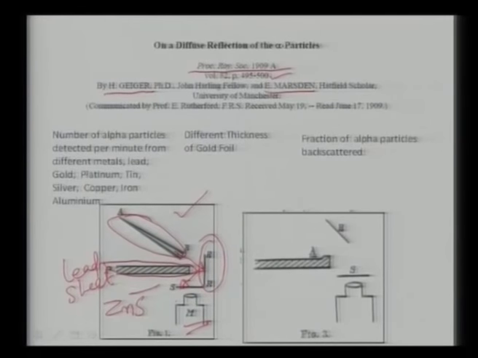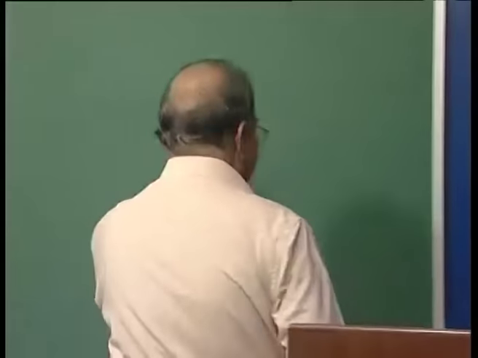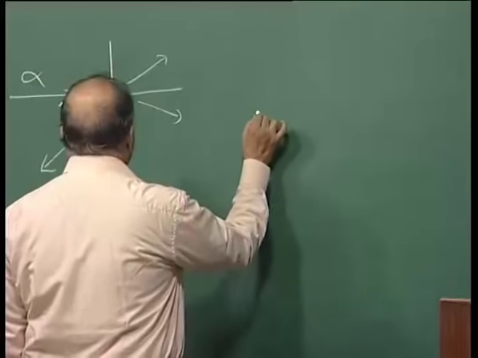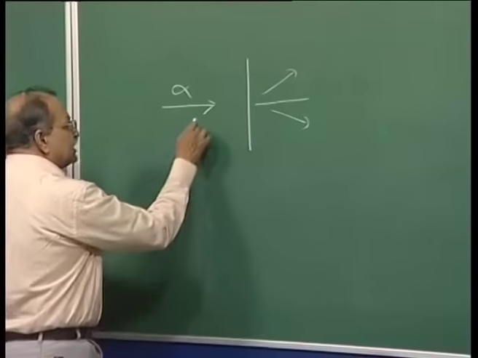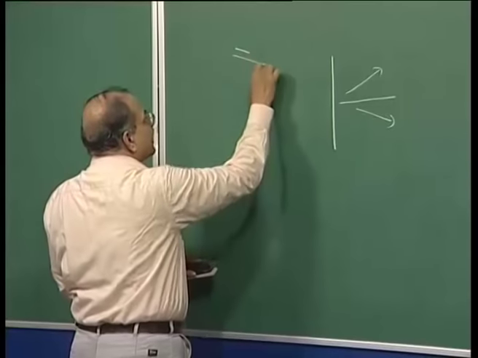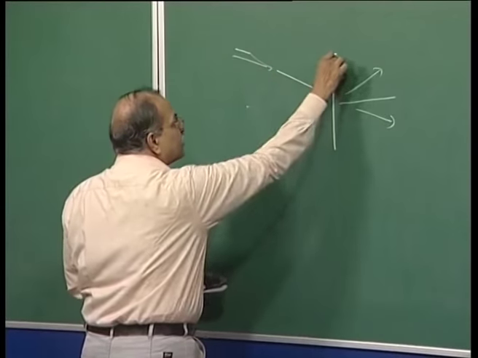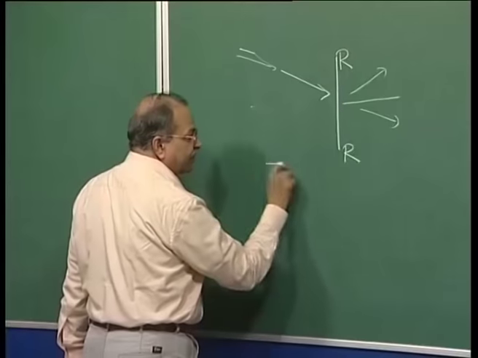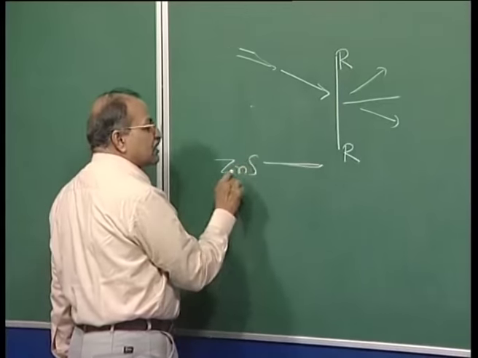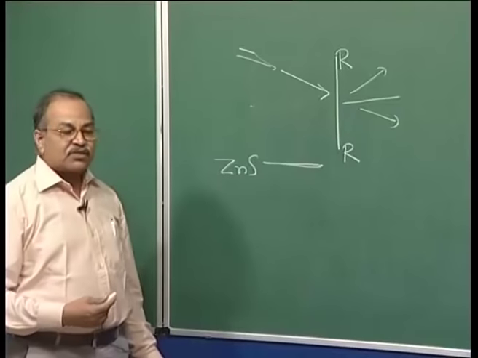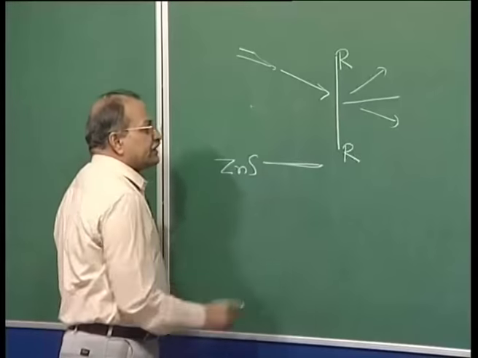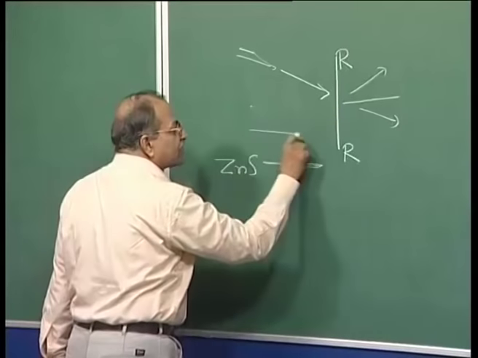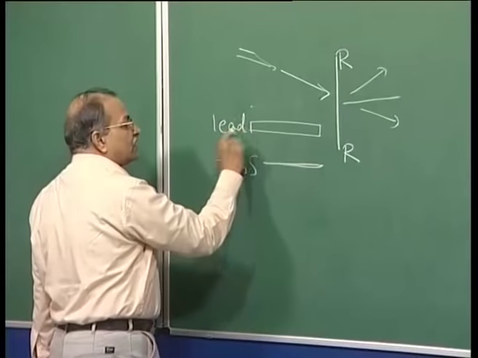Let me draw this diagram on the blackboard once again, so that I can explain it better. You have this lead sheet, this is the tube, and from that tube alpha particles are coming and falling on this RR, that is the metal. And here is that zinc sulfide screen, which is used for detecting whether the alpha particle is coming or not, or where it is coming, and from here one can look at it. No direct alpha particle should come, therefore you have that lead sheet.